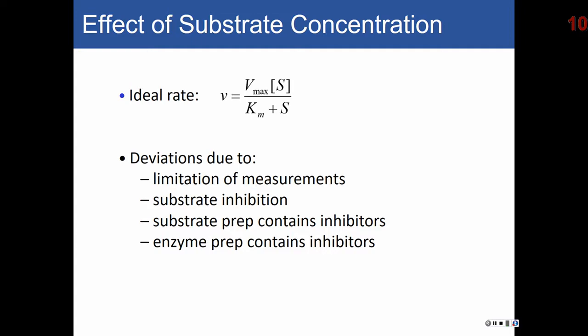So we could have a limitation in our measurement. We could be inhibiting our substrate. We're going to talk a lot about what happens when we inhibit our substrate and how that changes some of these constants and changes the rates. And then maybe we have an inhibitor that we're unaware of, or maybe the enzyme has an inhibitor that we're unaware of. So there's a couple different things that can happen here to change this ideal rate, but this is our ideal rate.